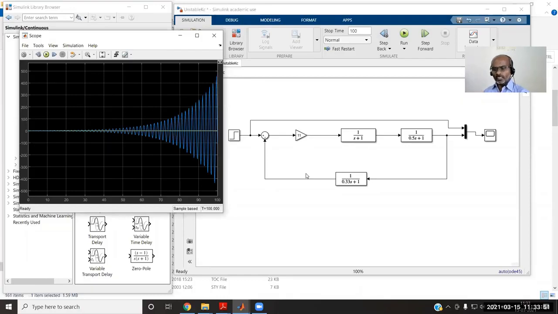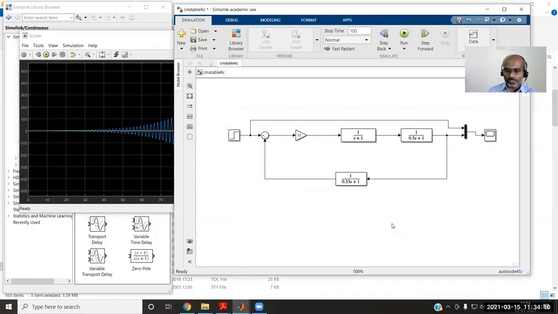So how to check the system stability, on what basis can we say the system is stable or unstable? Of course, if you can plot the response, you can see the response is definitely showing that it is an unstable system. But can we say simply based on the transfer function of the closed loop itself? That is a topic of coming discussion.